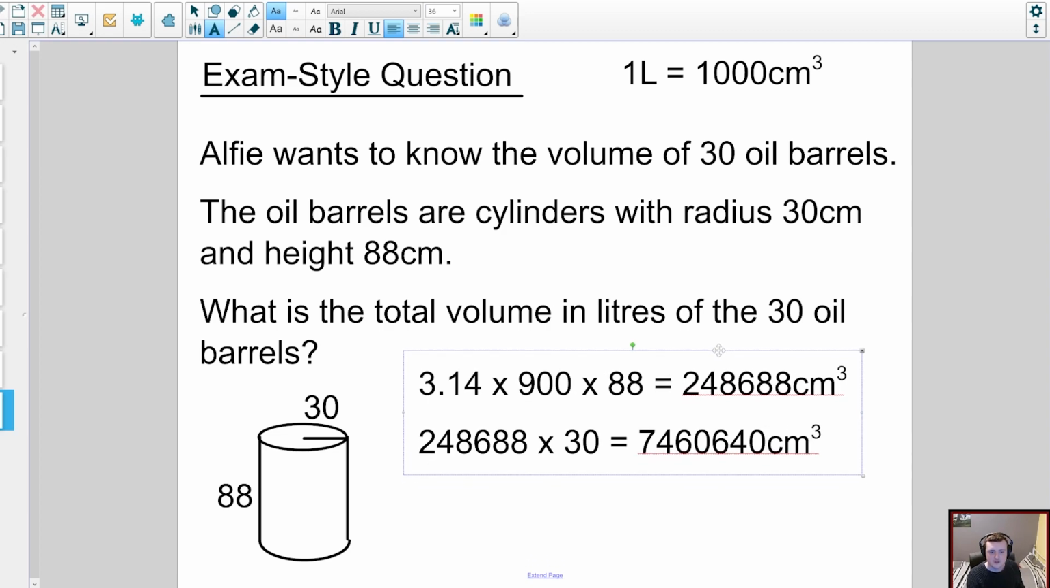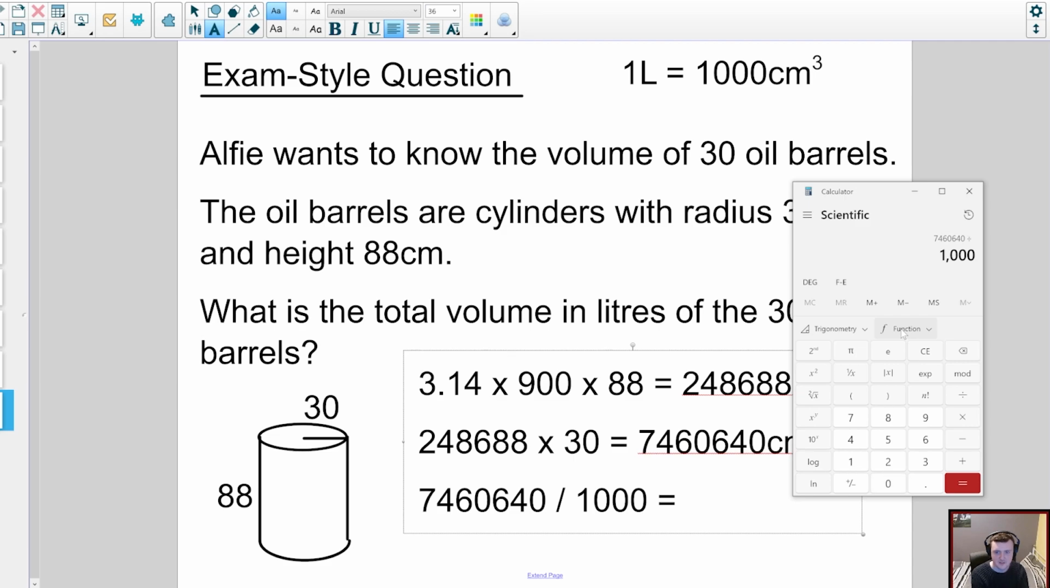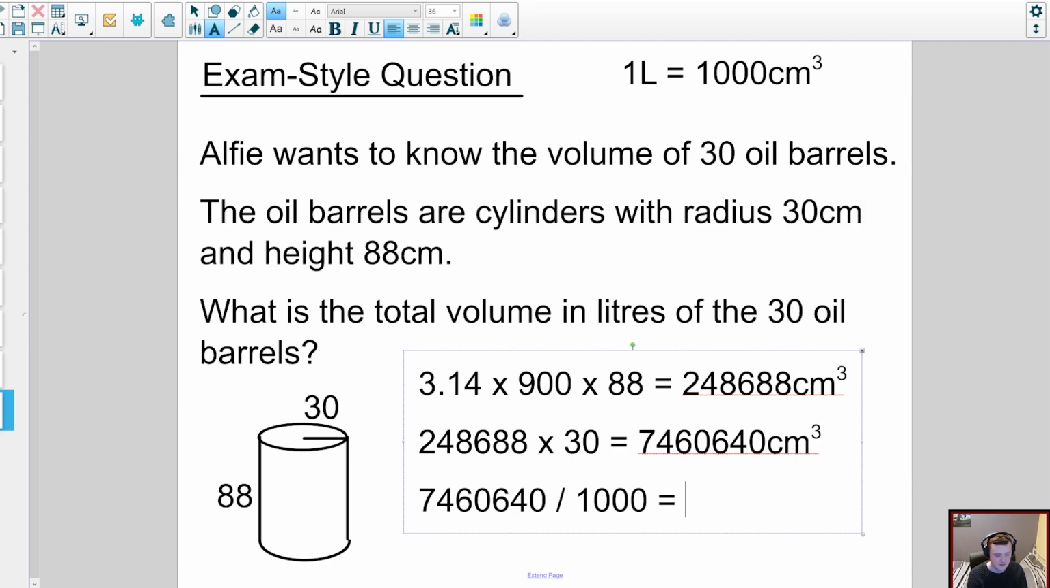And this is almost a completed answer. There's one step I'm missing. They want the volume in liters, not in centimeters cubed, but I know that 1,000 centimeters cubed is 1 liter. So how can I work out how many liters it is? Well, I'm going to divide my answer by 1,000, and that will give me my answer. So 7,460,640 divided by 1,000 is going to be equal to our final answer, 7,460.64 liters. And my unit is going to be liters.